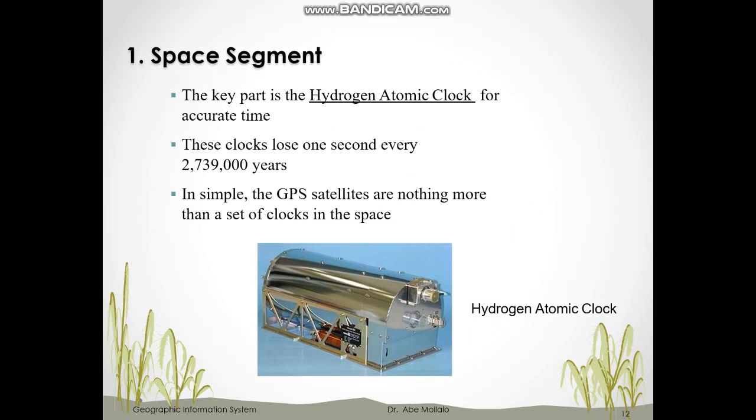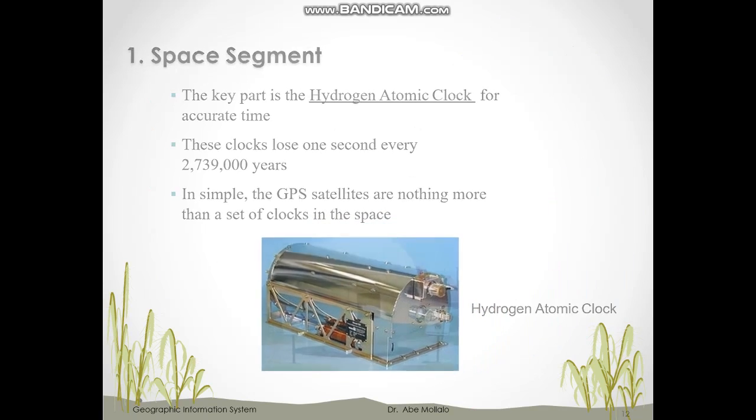The key part of the space segment is the hydrogen atomic clock. What is an atomic clock? This clock is very accurate. It only loses 1 second for every 2.7 million years. Simply, GPS satellites are nothing more than a set of clocks flying in space. That's the space segment: satellites which carry atomic clocks.